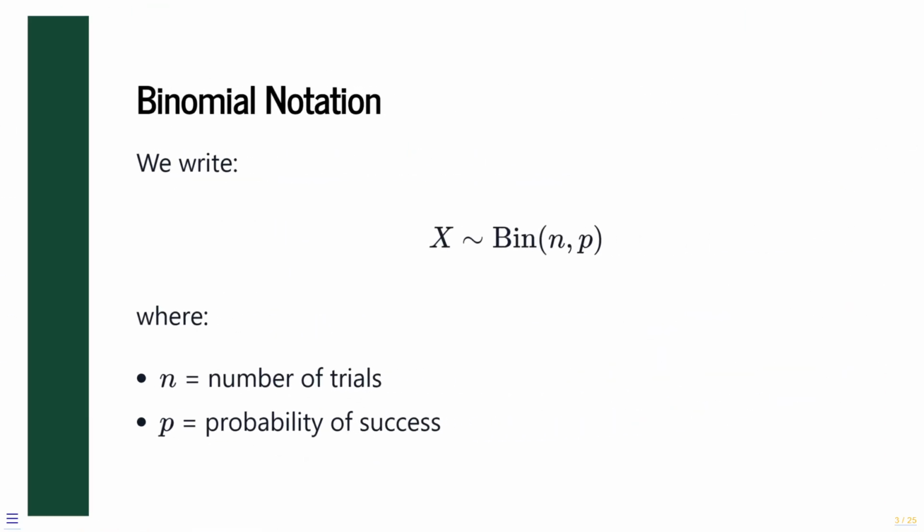We denote a binomial random variable as X distributed as Binomial with values n and p. Here, n represents the number of trials, and p represents the probability of success on each trial. The random variable X counts how many successes occur out of those trials. This notation immediately tells us both the structure of the experiment and the probability model we will use to analyze outcomes.